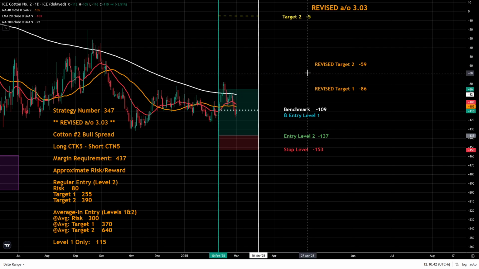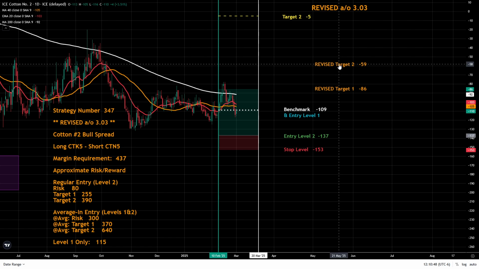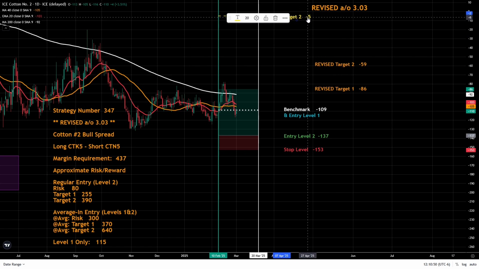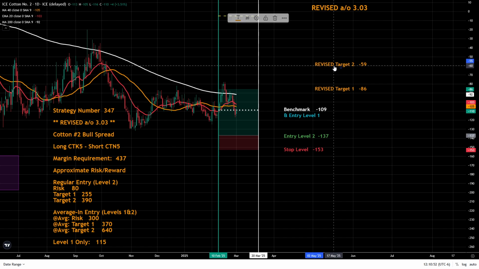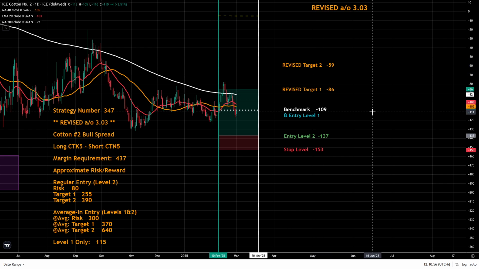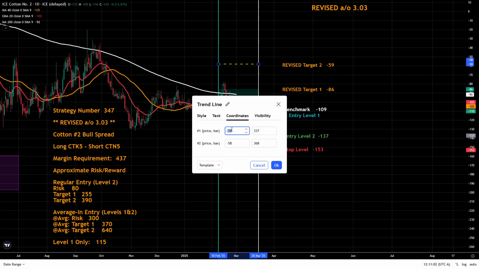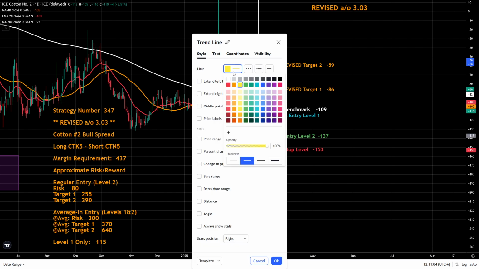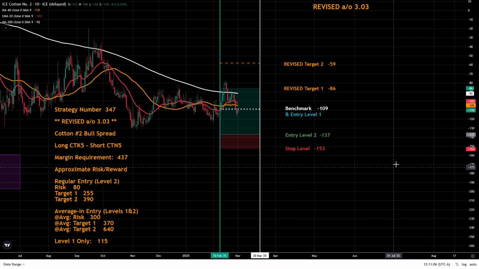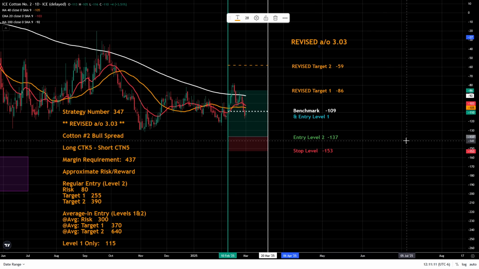And then the original target 2 was at -5. This one, we're dropping down to -59. Target 2 goes from -5 to -59. These would be our new targets. Put this in the right color here just to coordinate everything. All right, so that's the new look of this particular strategy.